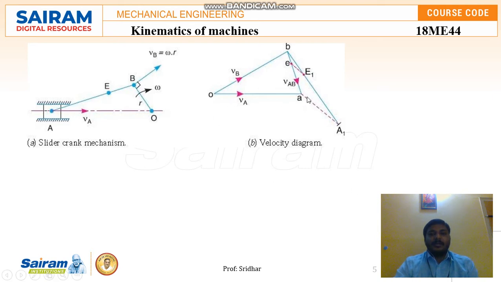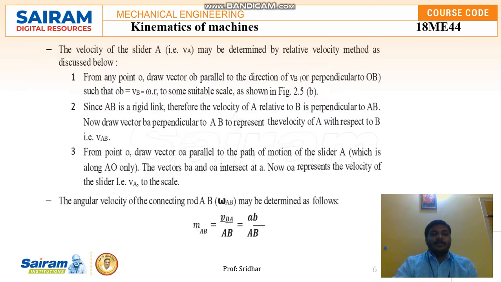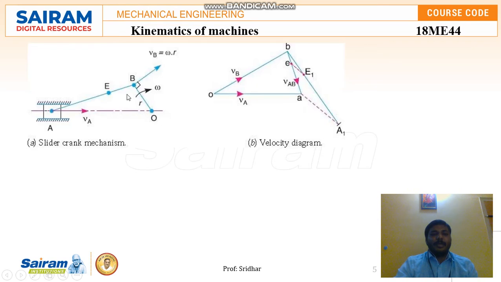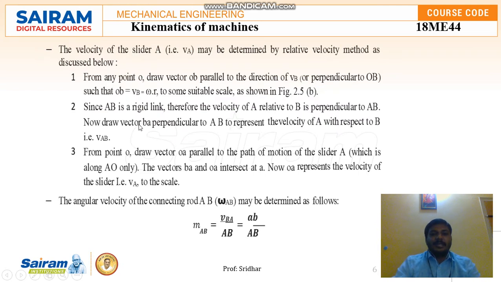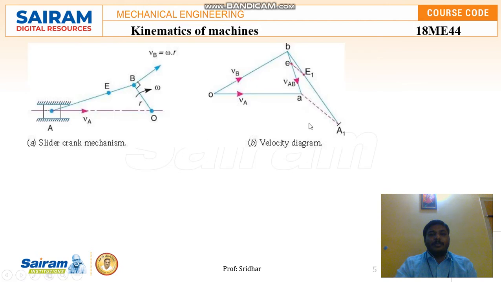This is how the vector diagram is formed when the reciprocating movement takes place. The velocity of the slider A may be determined in this form. From any point O, draw the vector OB parallel to the direction of VB. That is the procedure we have discussed. Since AB is a rigid link, the velocity of A relative to B is perpendicular to AB, and now we can draw the vector from point B to A.